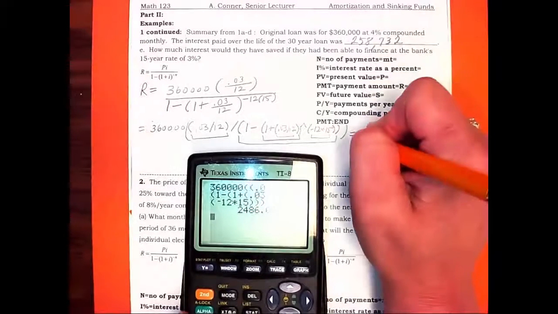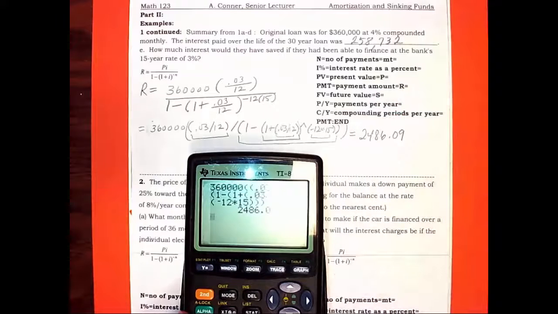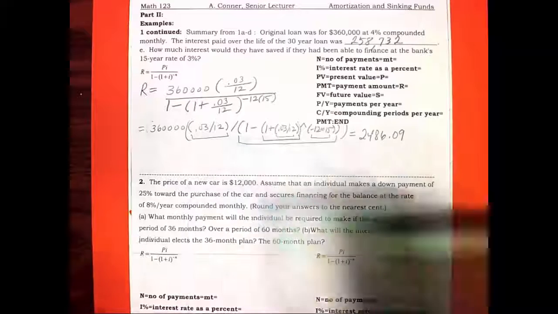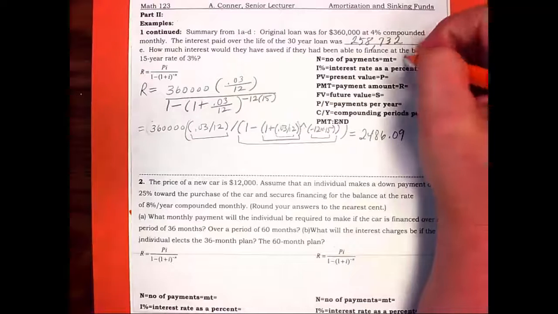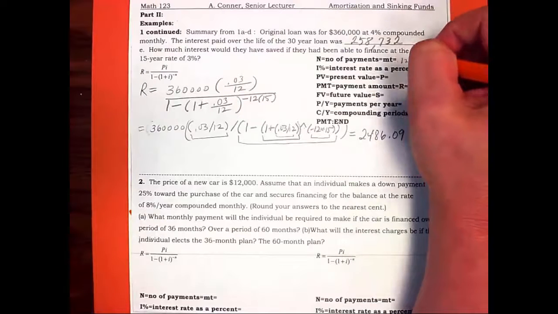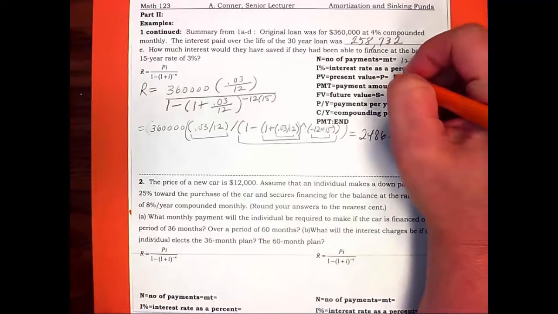All right, so payment went up quite a bit, $2,486.09. Let's see what the difference in that payment was. $1,718.70. So about a $767 difference in the payment. Let's use the TVM solver. We've got MT, so that's 12 times 15. The interest rate now is 3%. Present value of the loan is still $360,000.